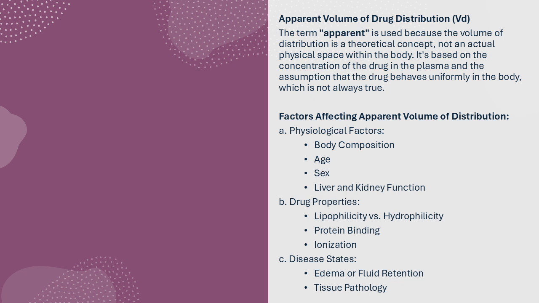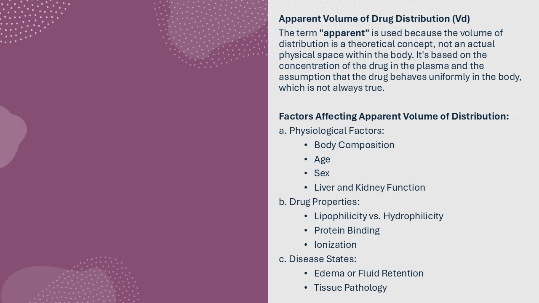Take diazepam, for example. Diazepam is really lipophilic, loves fats. So it's drawn to the fattier parts of the body. Exactly. It's easy for it to cross cell membranes, get into those fatty tissues, and that gives it a larger VD. So it's like it's dissolving into the fat.